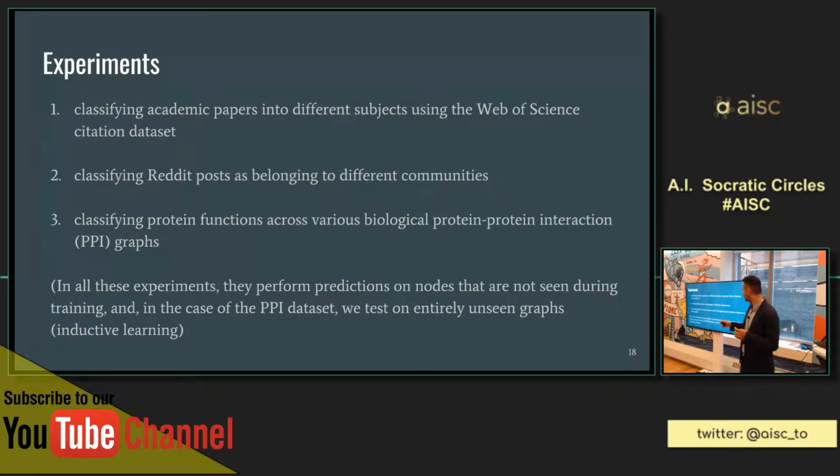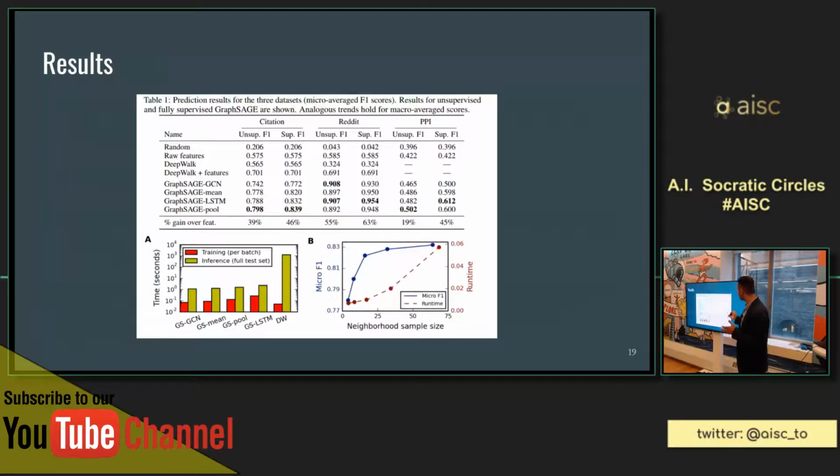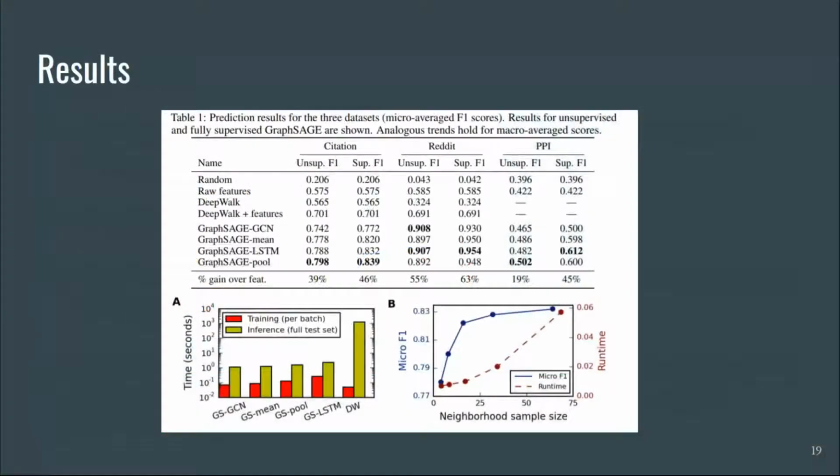And in all these experiments, they perform predictions on nodes that are not seen during training. And in the case of PPI, they tested entirely on unseen data, which is like the inductive learning, okay? So, for all of these, they tried this algorithm with different architectures. They also applied GraphSAGE GCN, which has essentially the same convolutional structure as an aggregator.